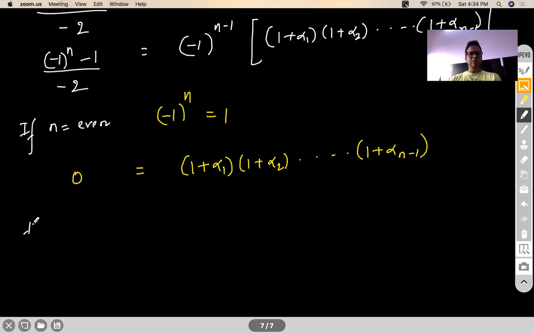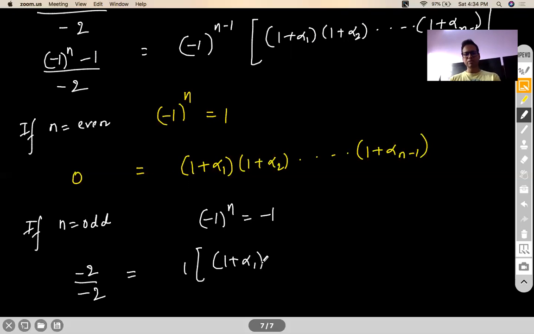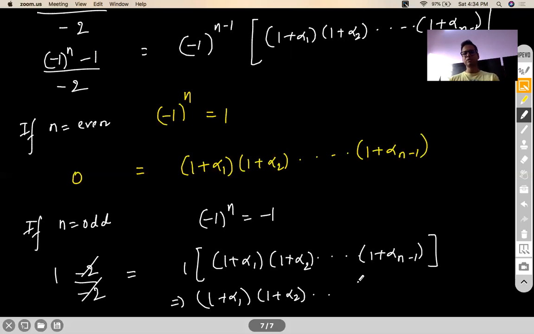But if n is odd, then minus 1 to the power n is going to give you a minus 1. So your left hand side will become minus 2 by minus 2. The right side will become 1, 1 plus alpha 1, 1 plus alpha 2, and so on till 1 plus alpha n minus 1. Okay. This minus 2 and minus 2 will cancel off and this gives you a 1. That is nothing but the second part of the proof. Is this fine? Any questions?